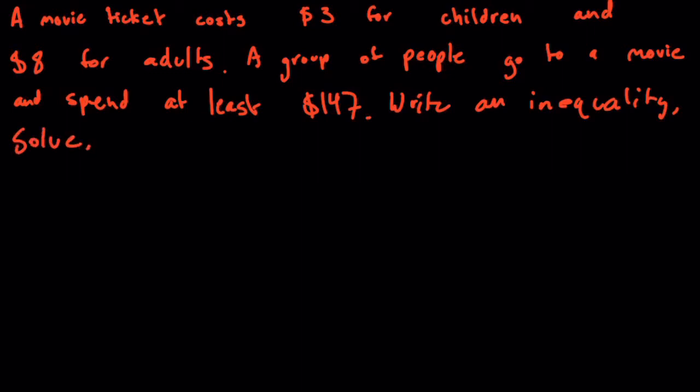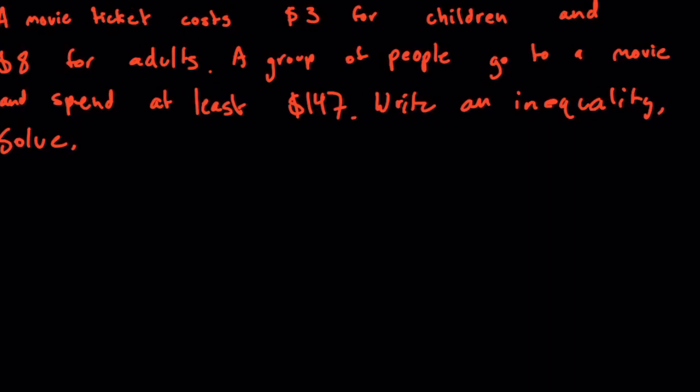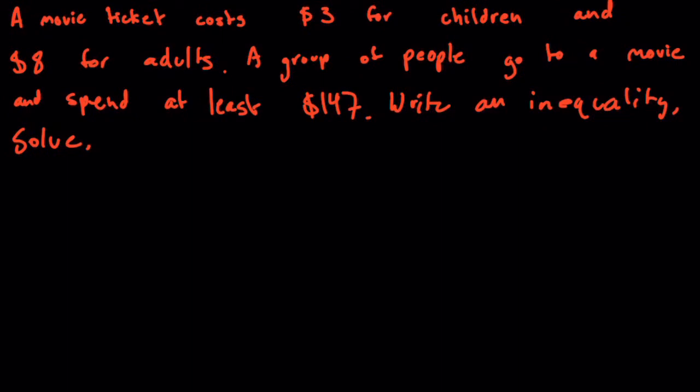So immediately we want to be underlining important information. I know this is kind of, I guess, boring, but it's important to eliminate those small silly mistakes because they're too painful to bear, really. So a movie ticket costs $3 for children, $8 for adults.